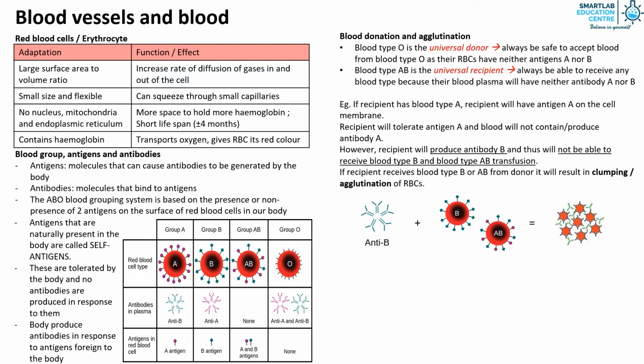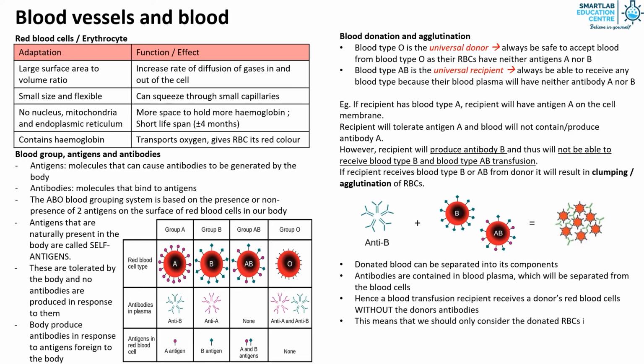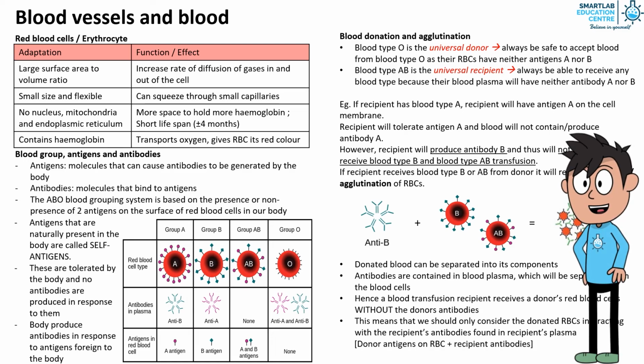So what does this mean? Well, during the process of blood donation, the donated blood can be separated into its components. The antibodies are contained in blood plasma, which is separated from the blood cells. Therefore, a blood transfusion recipient receives a blood donor's red blood cells only, without the donor's antibodies. Meaning that we should only consider the effect of the donated red blood cells interacting with the recipient's antibodies found in the recipient's plasma. Thus, the overall consideration is the donor's antigen on the red blood cell and the recipient's antibodies.